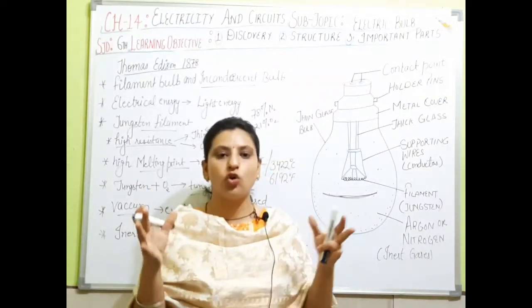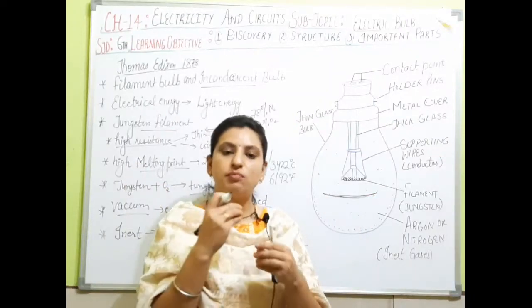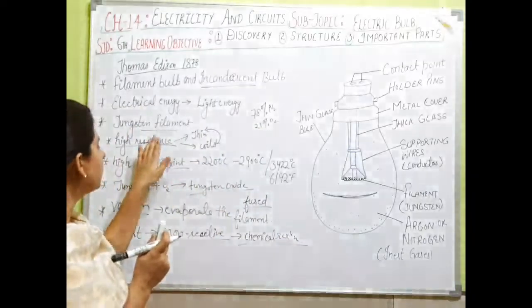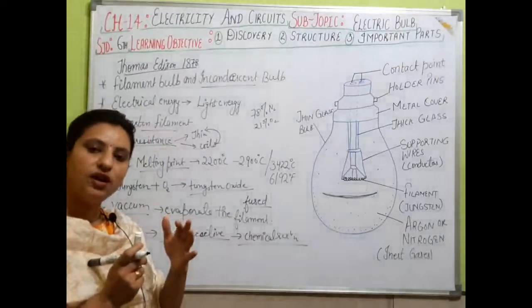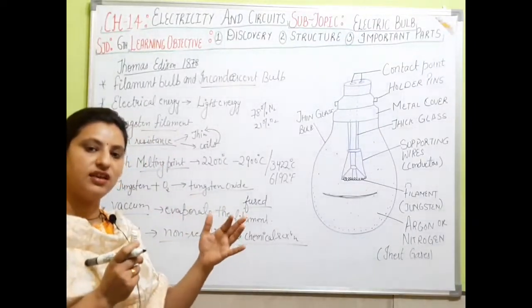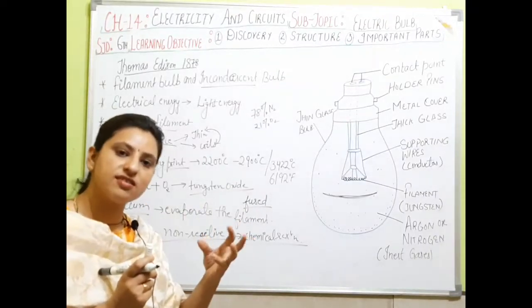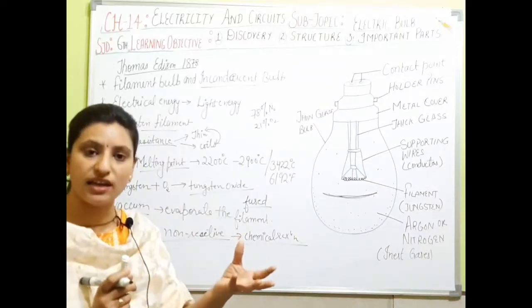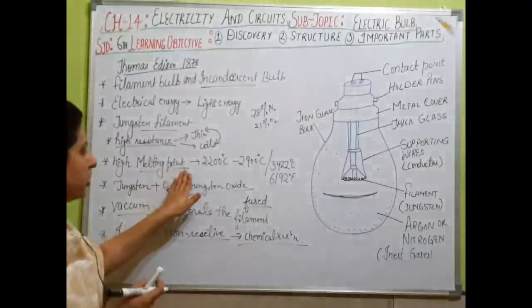So he just wanted to compact the size of the bulb, he just made turns in it, and due to the turns, the tungsten filament has got a high amount of resistance in it, and if there is more resistance, then there is more heating effect, and due to the more heating effect there is more emission of light. So a high melting point is also there.